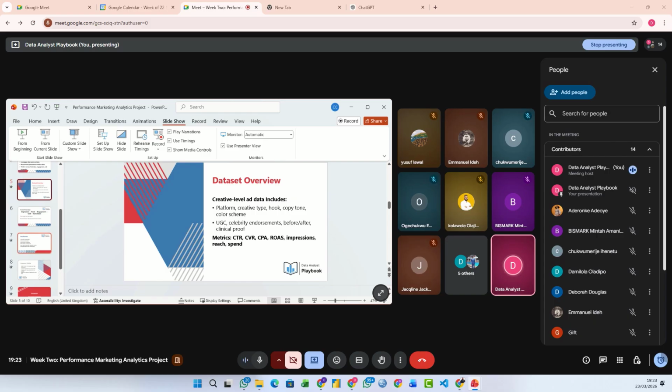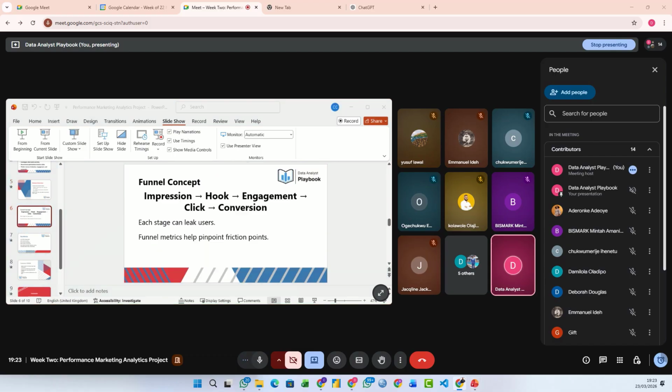Before and after clinical proof, my dear, if you don't read, you just think I am making up all of this. They are not jargons, like I said. They are things we need to look through. Now we have the funnel concept that goes from impression to hook to engagement to click and to conversion. This is very important for anybody trying to look through ads. It is very important that you know this funnel concept because it is the first place you look.